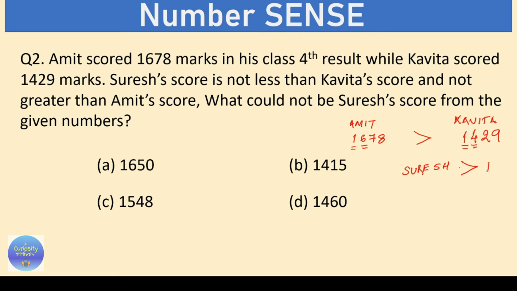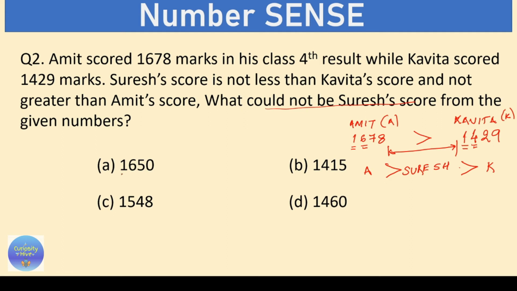That means he scores more than Kavita. Let's call her K. And not greater than Amit. That means his score is less than Amit. Let's call Amit A. So Suresh scores somewhere in between these numbers. Now we need to find what could not be Suresh's score from the given options.